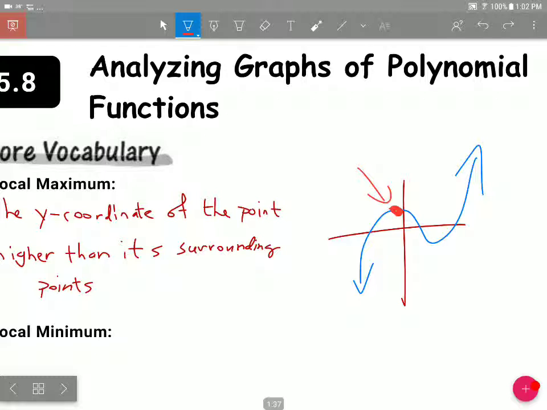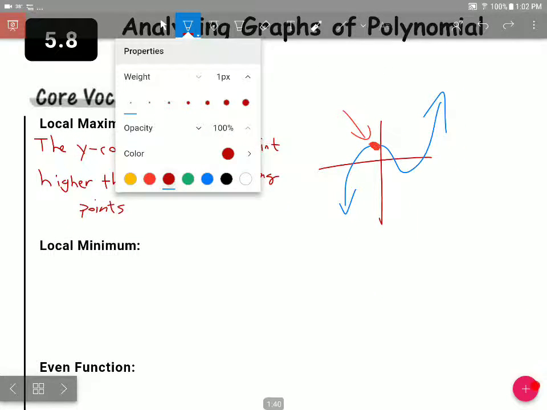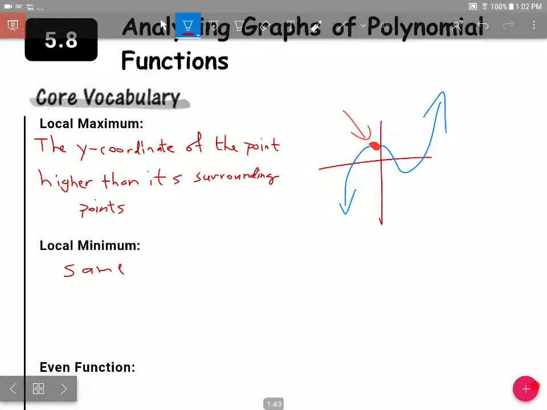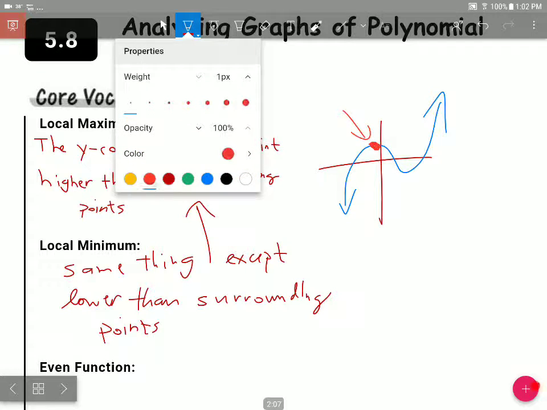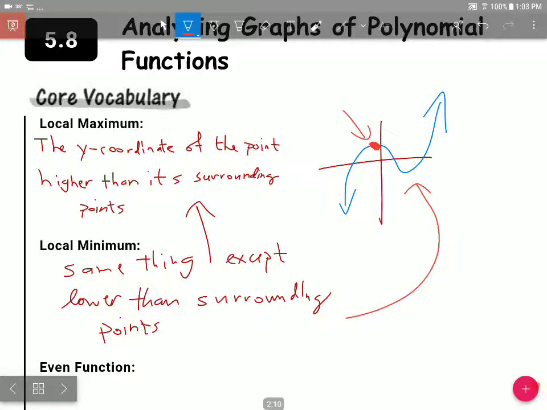It's a local extrema. A local minimum, same thing, except lower than surrounding points. And so in this case, that would be a local minimum. So you got a local maximum, you got a local minimum. Okay? Cool? Any questions so far?